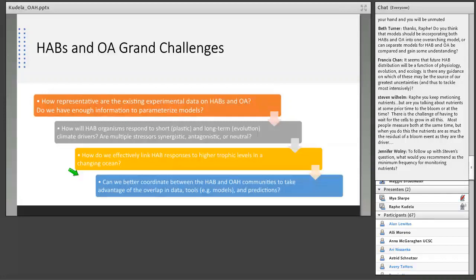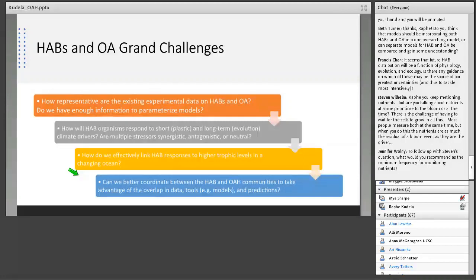I'm going to give you two answers to that. As a HAB person, I would say the minimum frequency is you should be measuring nutrients whenever you're measuring HAB parameters. And so if you're doing cell counts or you're doing toxin, you should also measure the nutrients. But beyond that, nutrients is kind of a generic term, and I would strongly advocate that we should be measuring the full suite of nutrients, including ammonium and urea. And we should also be taking the OA parameters at the same time if they're not being taken.